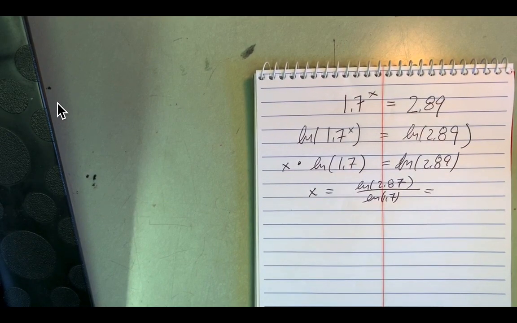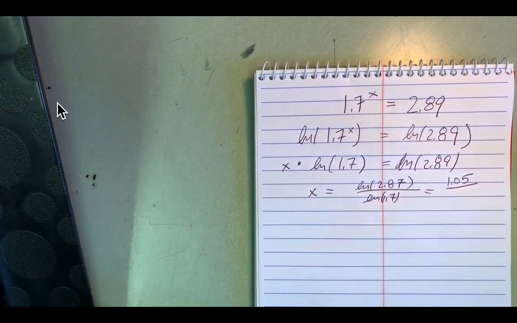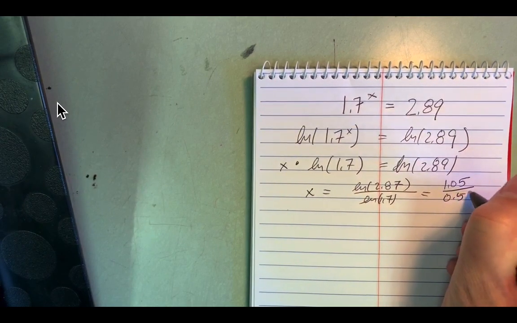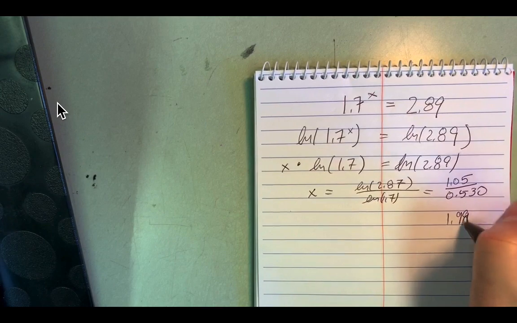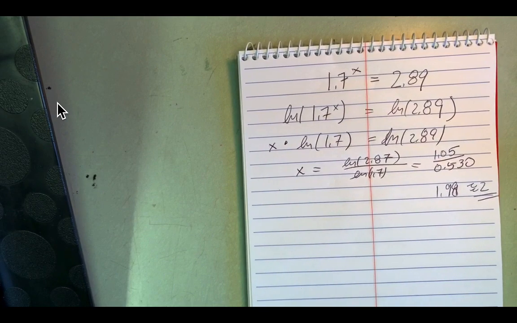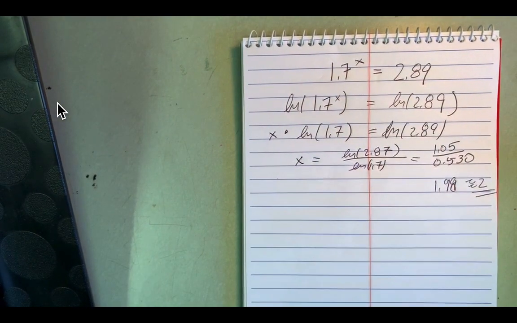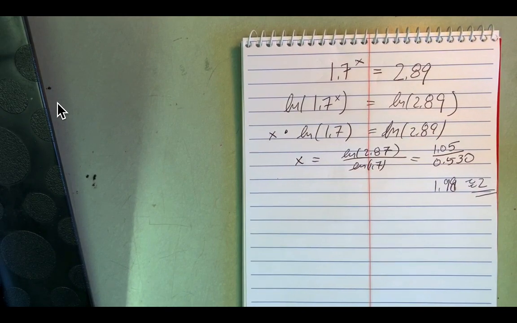So for the top, natural log of 2.89 gives 1.05, and for the bottom, natural log of 1.7 gives 0.530. 1.05 divided by 0.530 is 1.98, so essentially 2. Experimental data doesn't come out exact most of the time, the way the simple examples will show, so you would need to do something like this in order to solve for x. This is not something that I would ask you to do on a quiz or an exam, but it is something that they've asked you to do in this problem.